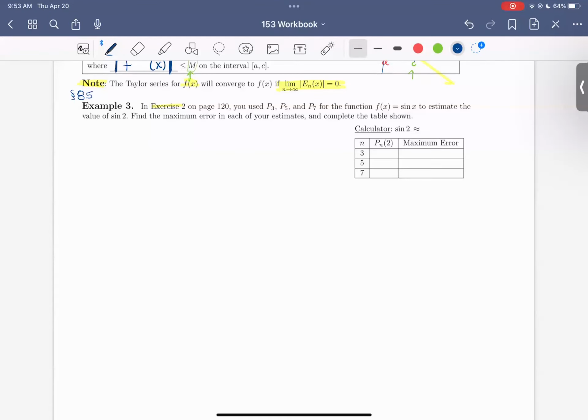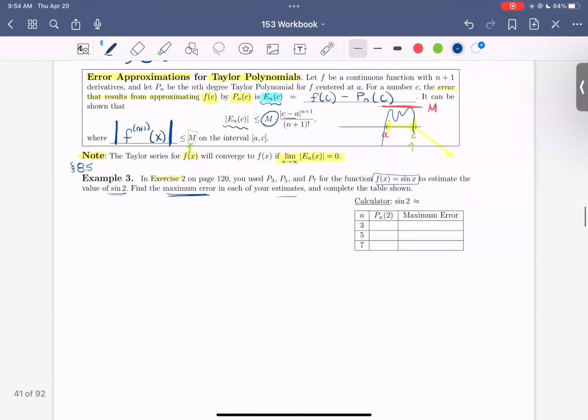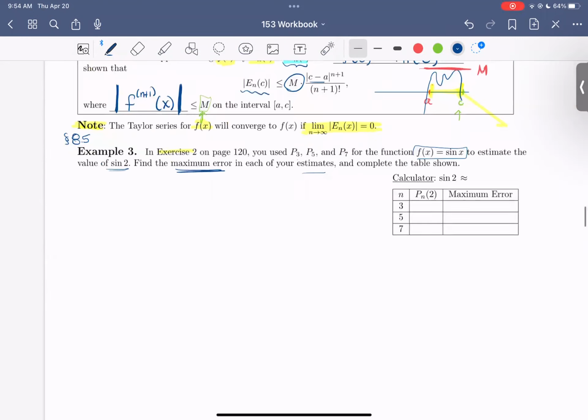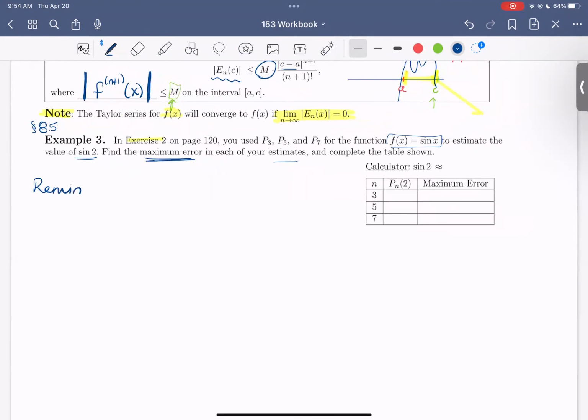Example 3 says, in exercise 2 on page 120, you used P3, P5, and P7 for the function f of x equals sine of x to estimate the value of sine of 2. Find the maximum error in each of your estimates and complete the table shown. In this example, we're going to use that error approximation to determine the error for each of our Taylor polynomials. Let's write down some reminders about that exercise, which will be useful in helping us write out that error formula.